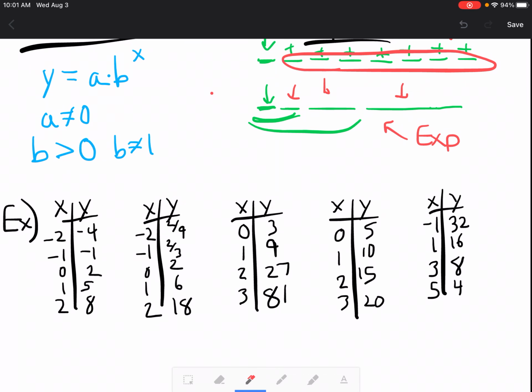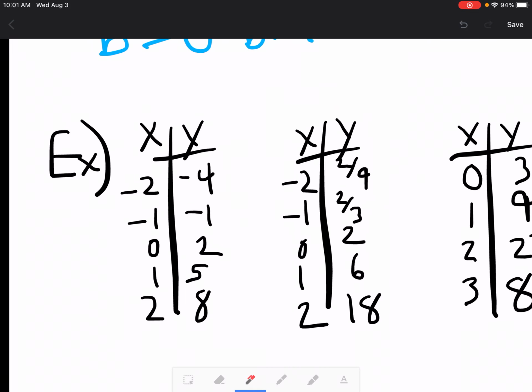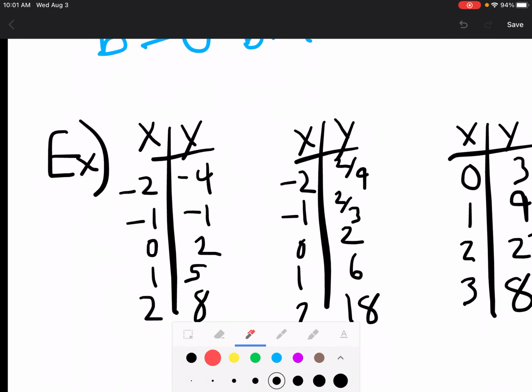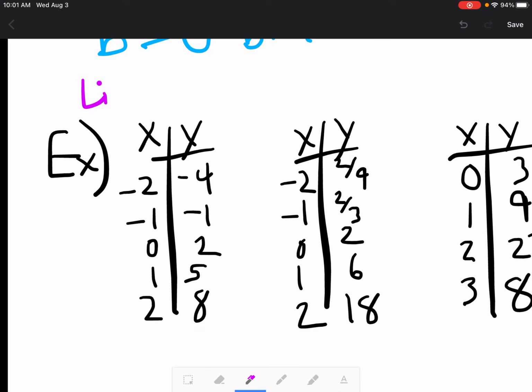So our goal here is to be able to look at a table and identify what's happening. Do we have exponential growth or do we have linear growth? All right, and so new color. Let's go purple here. And so the question is, is this linear or exponential? All right. So first thing we want to do is we're always going to want to start on the x side and just kind of see what we got going on here.